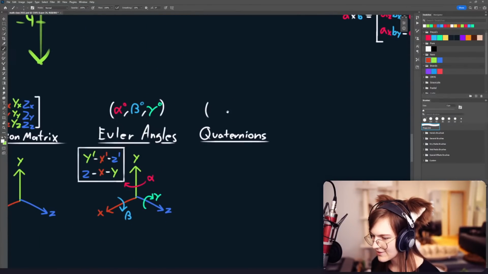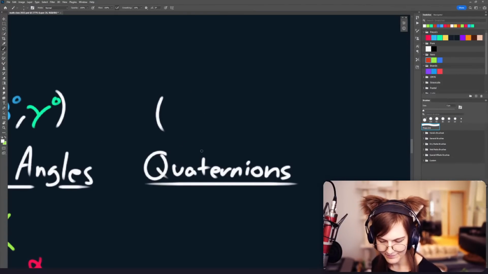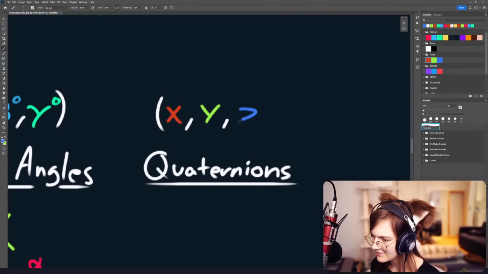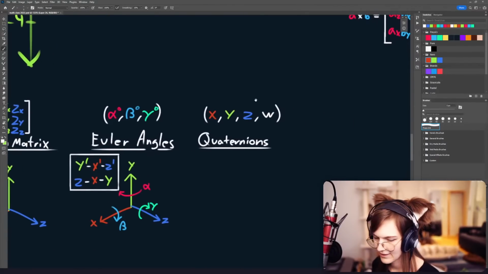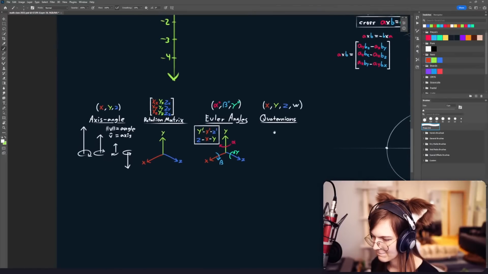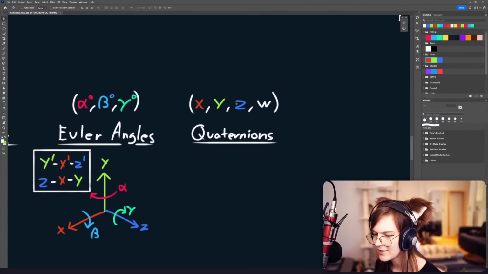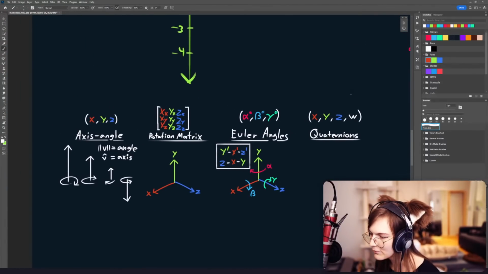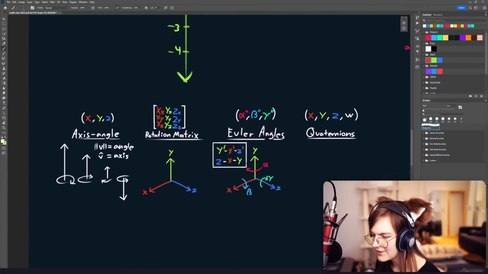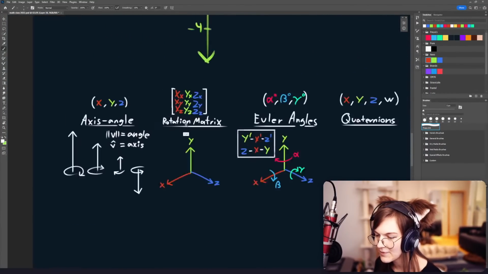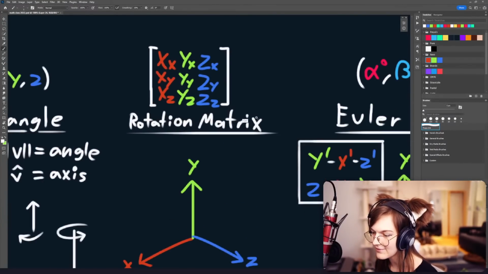Quaternions are stored in 4 numbers. What are you going to call them? X, Y, Z, and W. All right. So quaternions are stored in 4 floating point numbers. So it stores one more number compared to Euler angles and axis angle, but it doesn't store as many as rotation matrices. Rotation matrices have a lot of values.